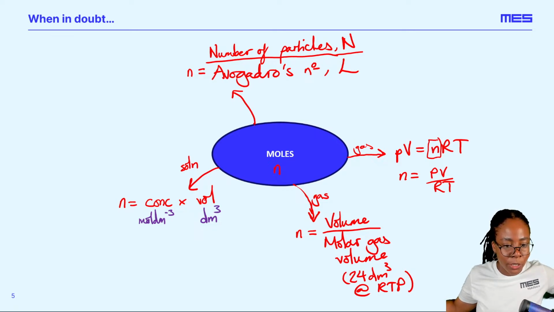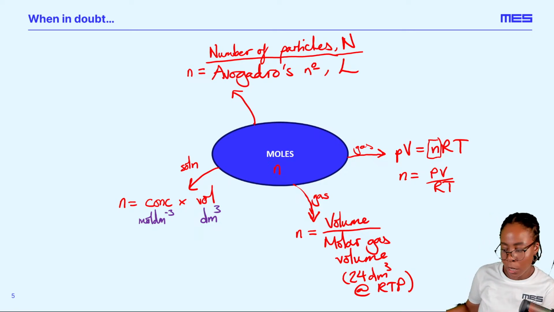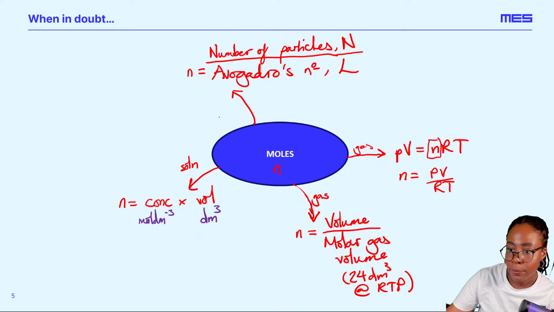What's the first way that you learned to calculate moles? Thank you, Brandon. Moles are equal to mass divided by MR, or molar mass. Great.